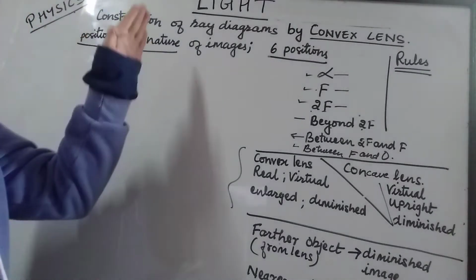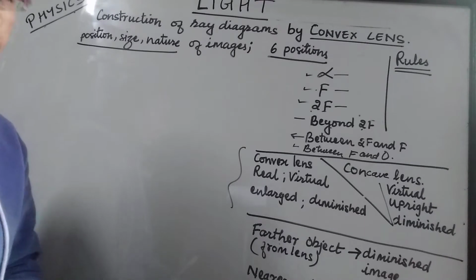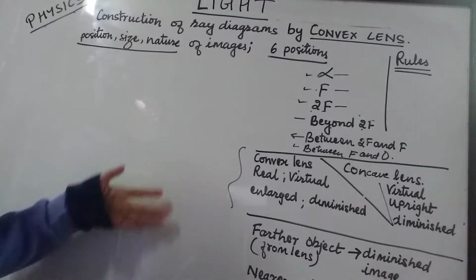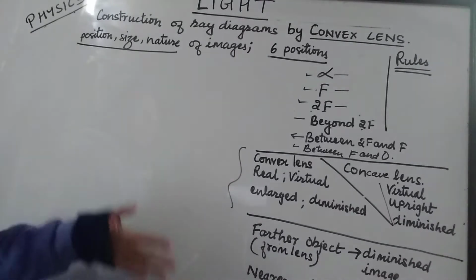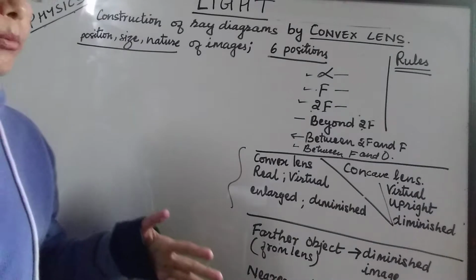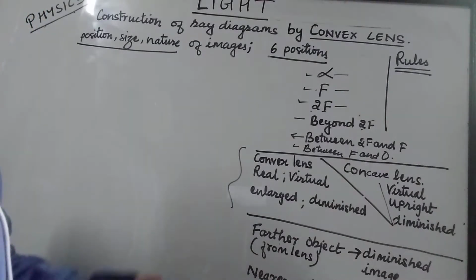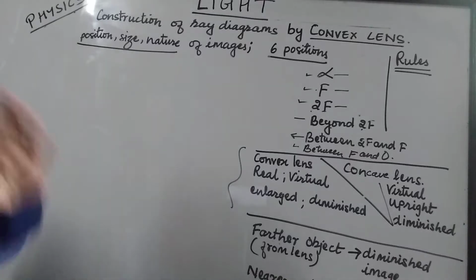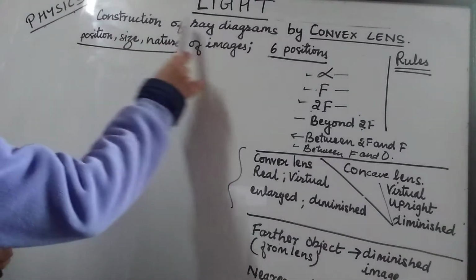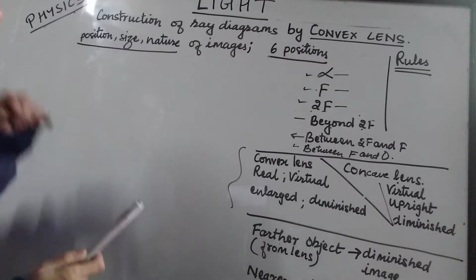For example, construction of ray diagram. This is very important. We are going to just discuss the construction of ray diagrams, right? And we'll be doing defects of vision in the next part. So we'll be doing important parts of the chapter. Now, construction of ray diagram by convex lens.